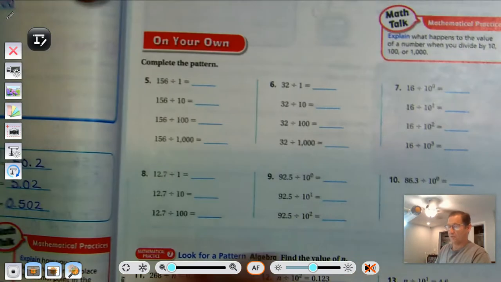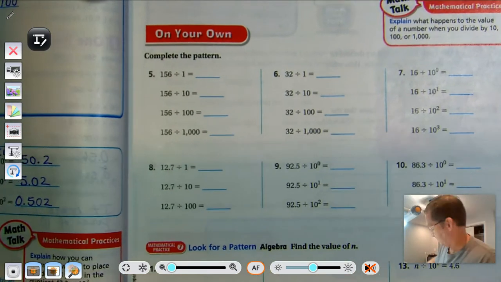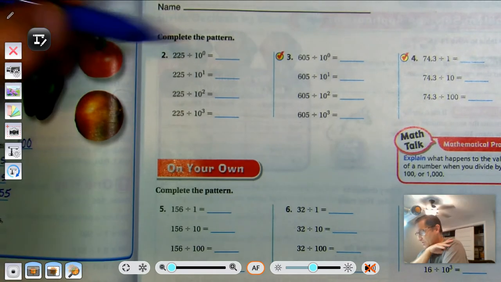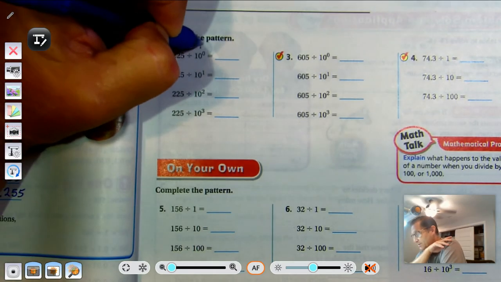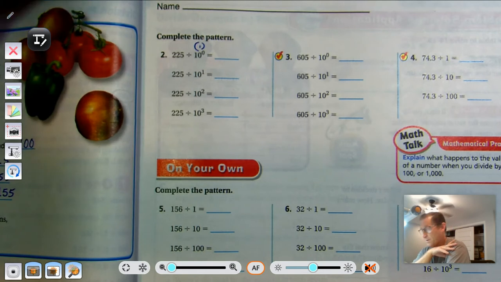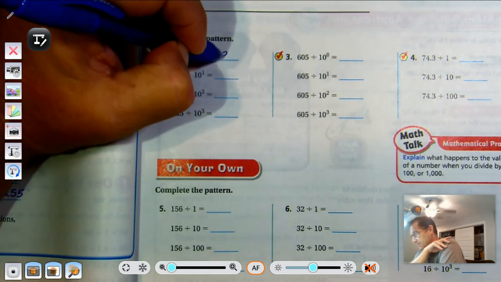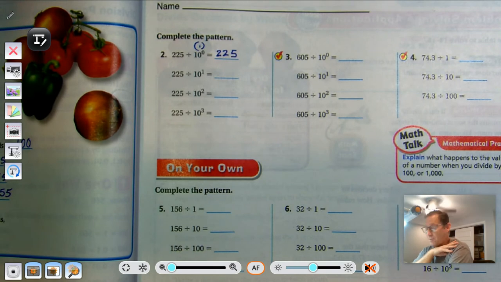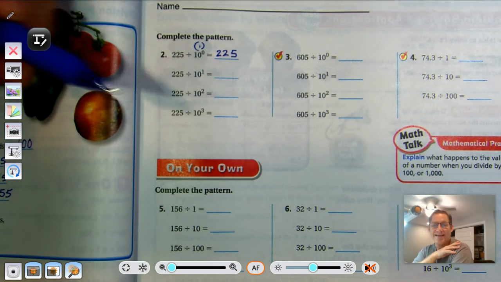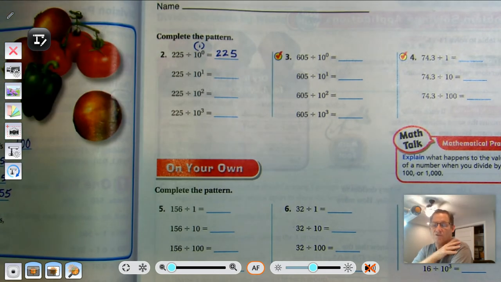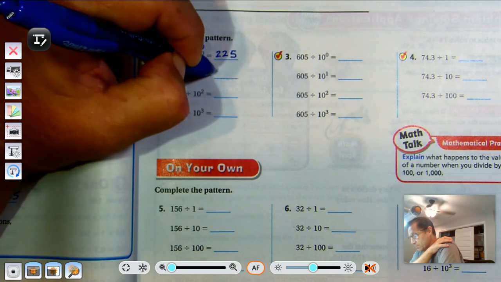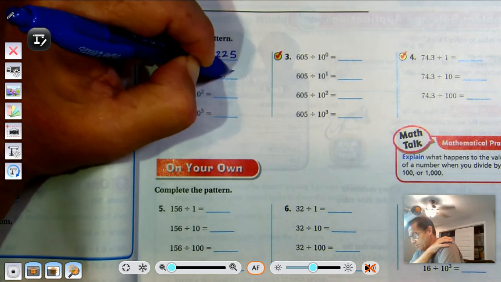Okay, so let's just continue. Page 211, number 2. Just look at the patterns. So again, 10 to the 0 is just 1 whole. Well, that's going to give us the same number. We're not moving the decimal point at all. All right, but 225 divided by 10, 200 divided by 10 is 20, right? So we know that we'd have 22.5.